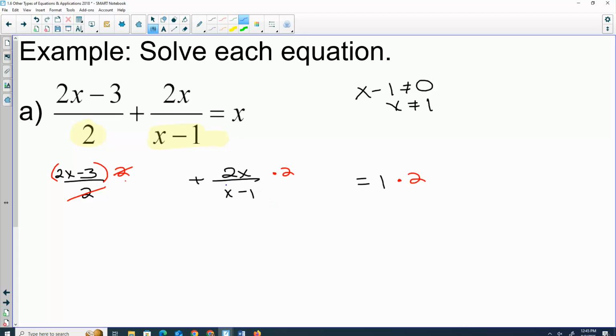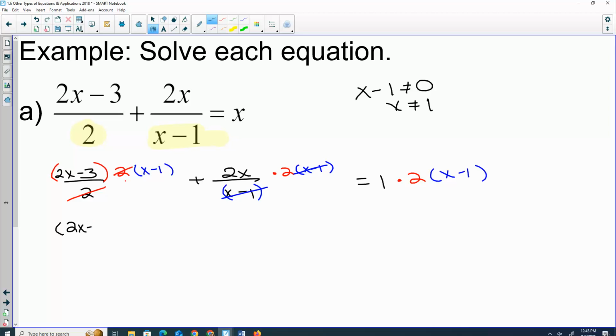Look at your second fraction. It was x minus 1. So what do we have to multiply by? X minus 1. Every single term has to get multiplied by it. It's an equation. Keep it balanced. If you do it to one term, every term gets it. Now, I no longer have fractions. You're welcome to start multiplying.